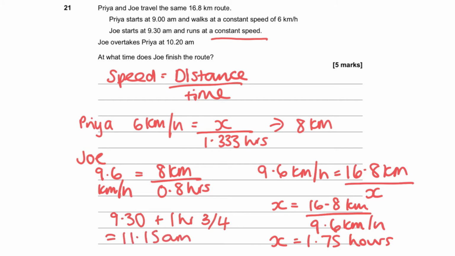Whenever you're doing any of these compound measures questions, you need to be really careful what units you're working in. Priya's speed had been given to us in kilometres per hour, so we needed to change the minutes that we were looking at into hours so that we could put it into these equations. So just be really careful when you're doing these kind of questions.